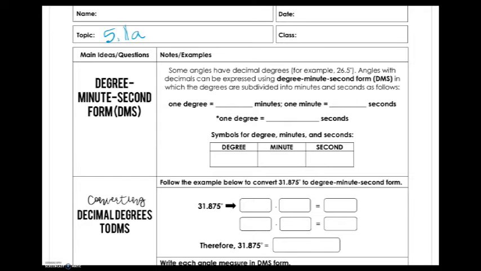This is particularly used in like longitude and latitude measurements when we need to get very precise. That's the most common way that you would see this, and so it's actually something used in the real world quite commonly. So here we go. This is what it means.